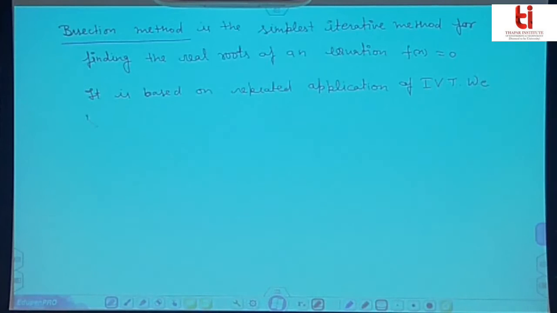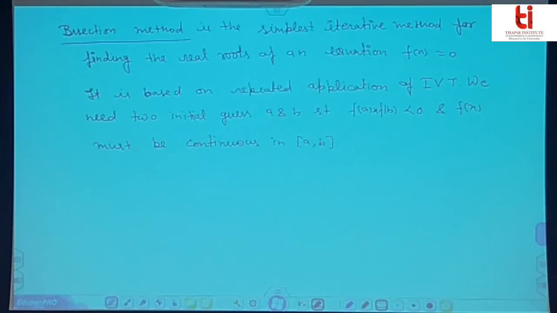We need an initial guess a and b such that f of a, f of b is less than 0 in multiplication, and f of x must be continuous inside the interval AB. Then AB must contain the root. Okay, let us explain this method graphically, then we'll explain it numerically.